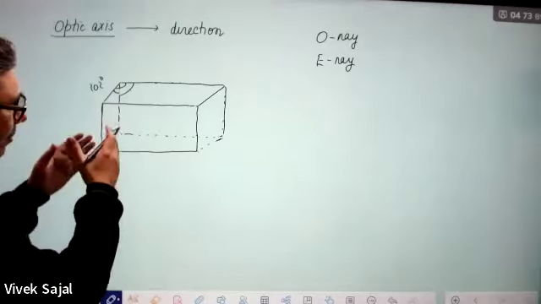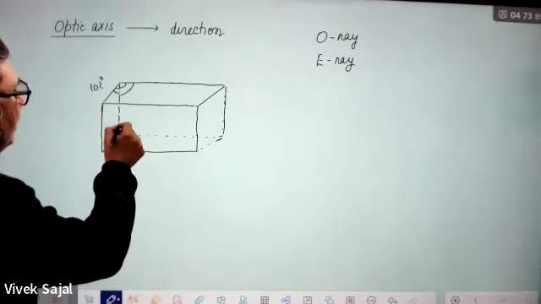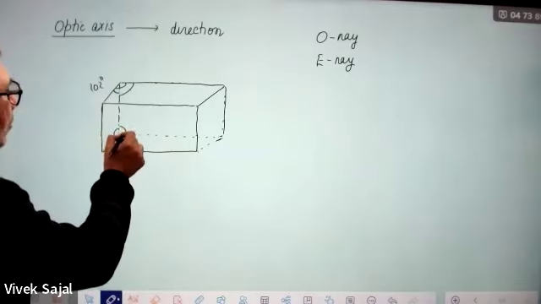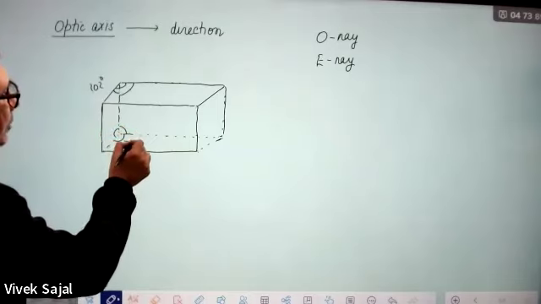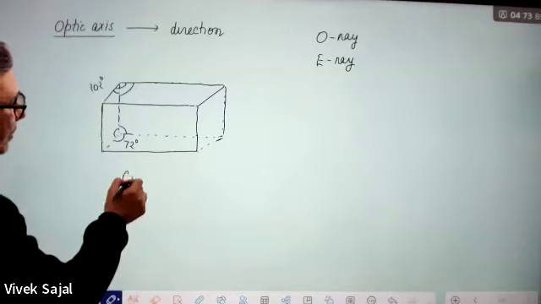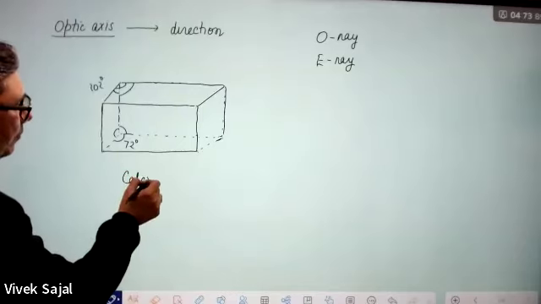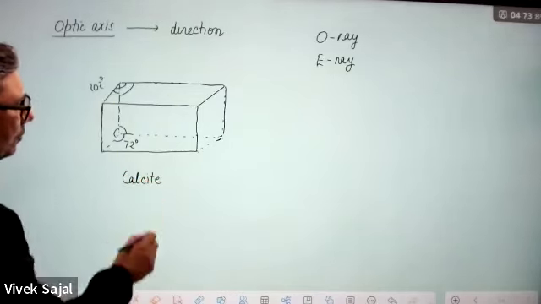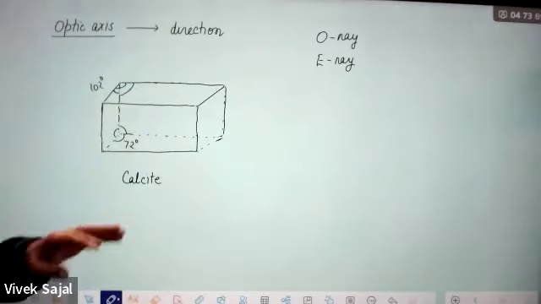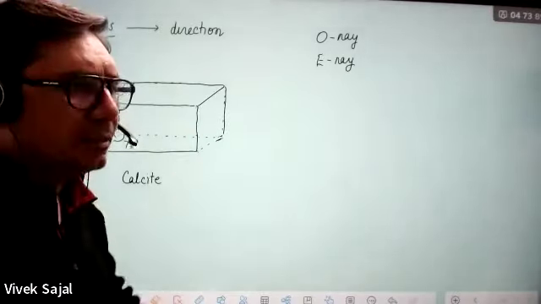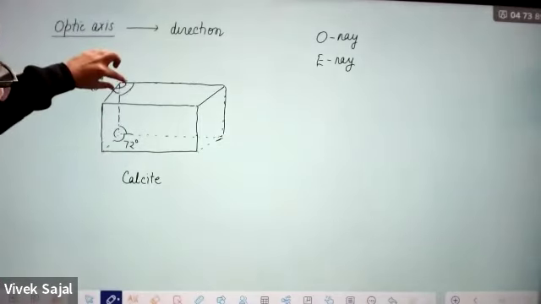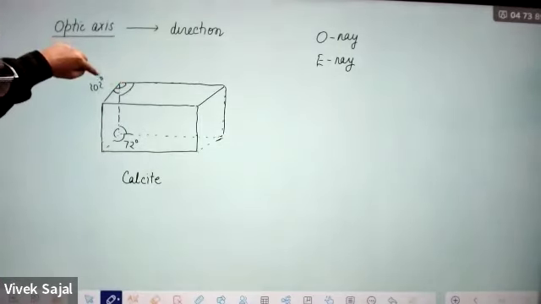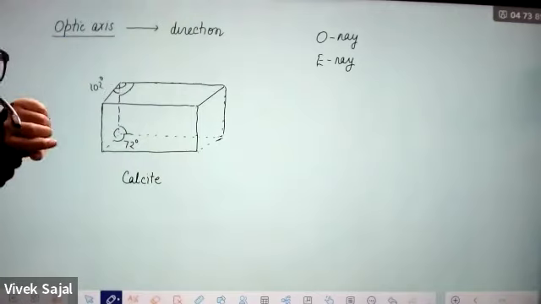So I cannot draw that type of diagram. And these three angles here, all the three angles, they will be 72 degree. So this type of calcite crystal is there. You can look into Google, what type of crystal, you can look at its structure. So here all the three angles, they will be 102 degree.